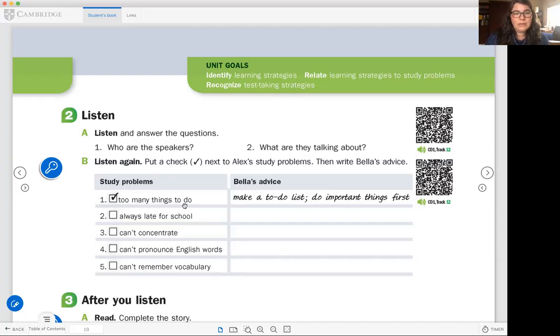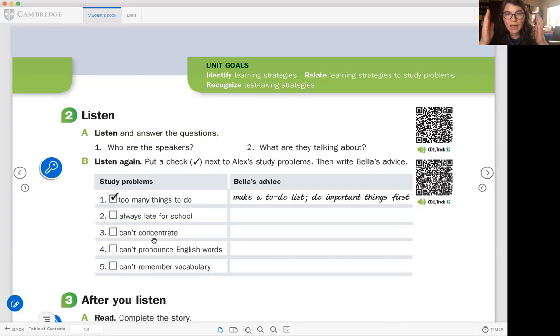So too many things to do. Bella's advice, make a to-do list. Do important things first. That's an excellent suggestion. I have too many things to do. Well, decide what's number 1 most important. Do that first, right? So I want you to listen. Is he always late for school? If so, put a check or write down number 2.